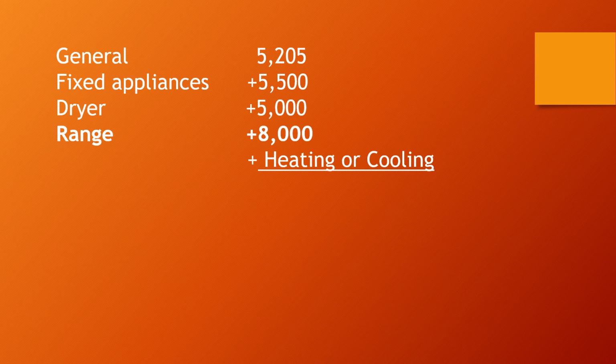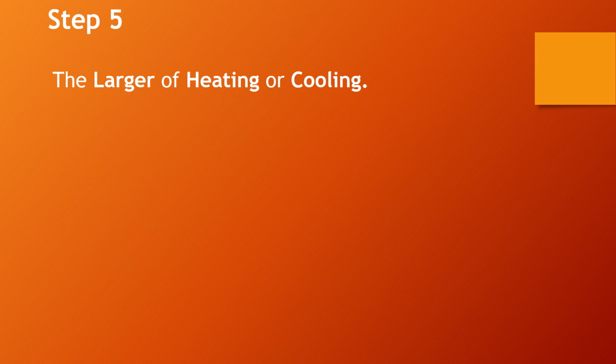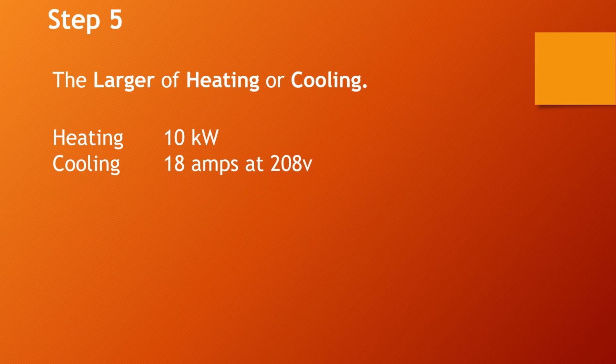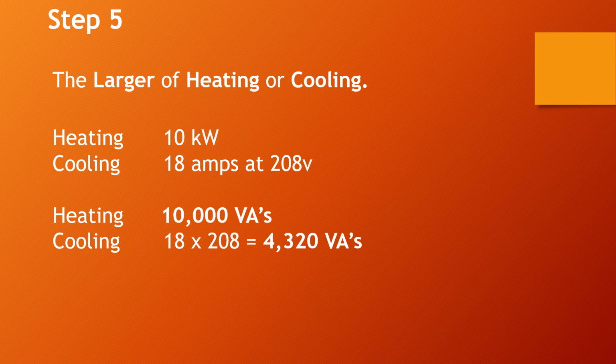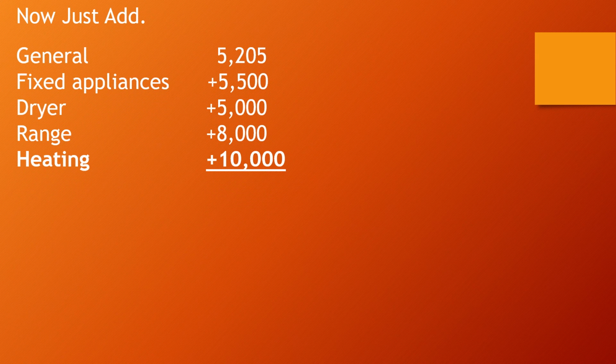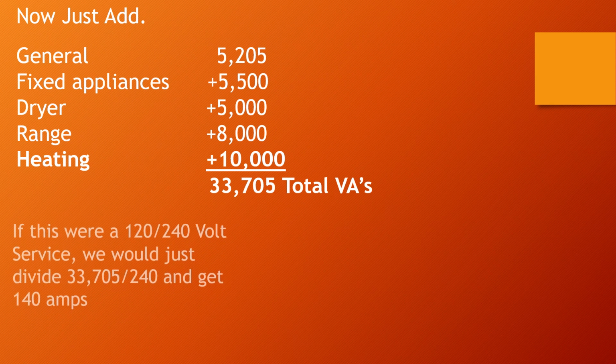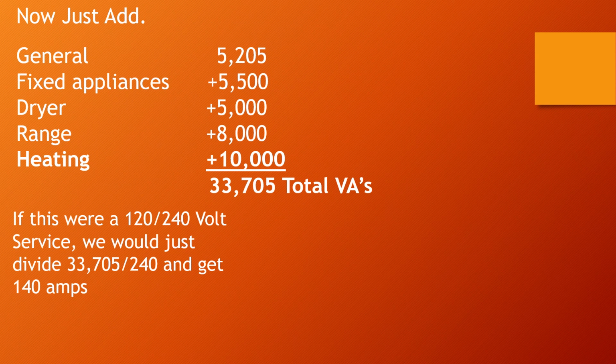Now we're going to do the heating or cooling. In step 5, we need to select the larger of the heating or cooling. We have heating at 10 kW, and we have cooling at 18 amps times 208 volts. We can just do 208 straight out because it's just line to line. And we are going to end up with the heating being the larger one. Now we need to just add it all together. So we have our general, fixed appliances, dryer, range, and heating. That is going to equal 33,705 total VAs.